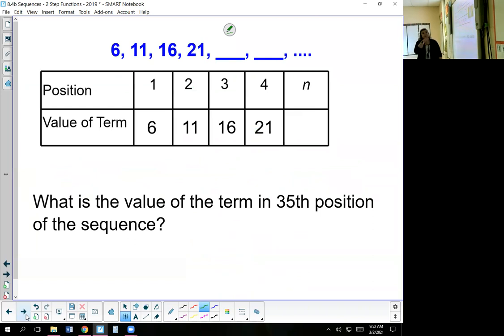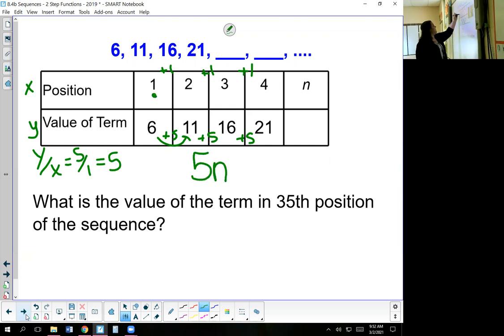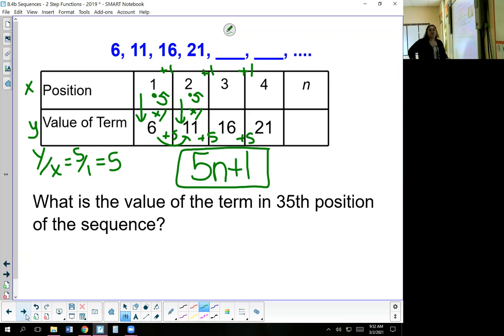So again, same idea here. This one is not a one-step equation. This is a two-step equation or rule. How do I go from here to here? This is add 5, add 5, add 5, and add 1, add 1, add 1. So y divided by x, because remember this is x and this is y, 5 over 1 is 5. So it's 5n. I'm multiplying by 5. And then how do I get to 6? If I multiply by 5, how do I get to 11? Adding 1, adding 1. So that is my algebraic expression. It's an expression because it does not have an equal sign.